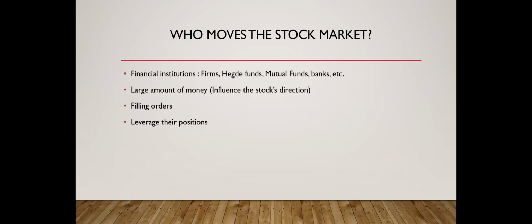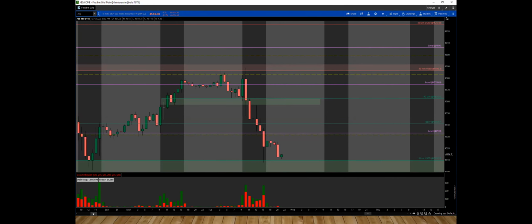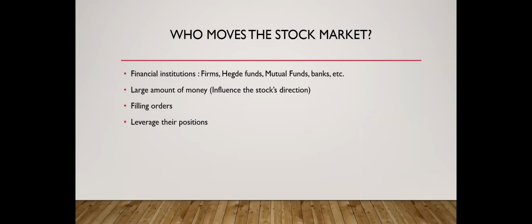Now, who moves the stock market? Who creates these zones? It's all institutions: firms, hedge funds, mutual funds, banks. I would say individual traders with a big portfolio can also, but that's an exception. In general, anyone trading with a large amount of money that can actually influence the stock's direction.